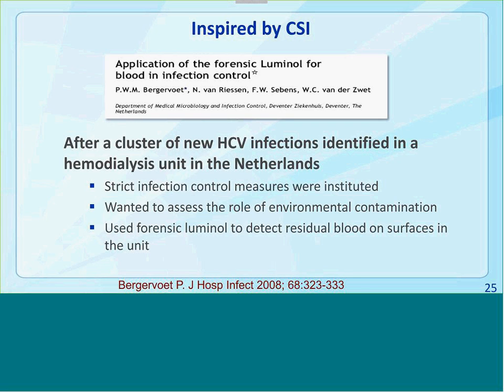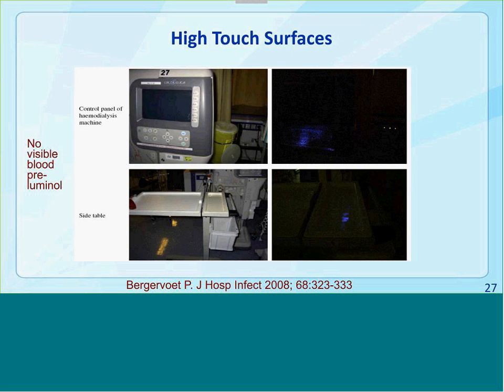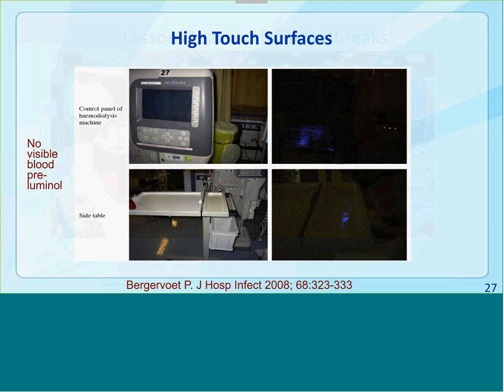If you look at this with the light on, at the handle of the cupboard, you couldn't see any visible blood or body fluids. With the luminol, you saw it on the handle. On the floor, again, splash and splatter. High surfaces. They also looked at the control of the hemodialysis machine. There was no visible blood, but with luminol, it was certainly contaminated. And who knows how many different patients' blood was there. So, lessons learned from outbreaks.